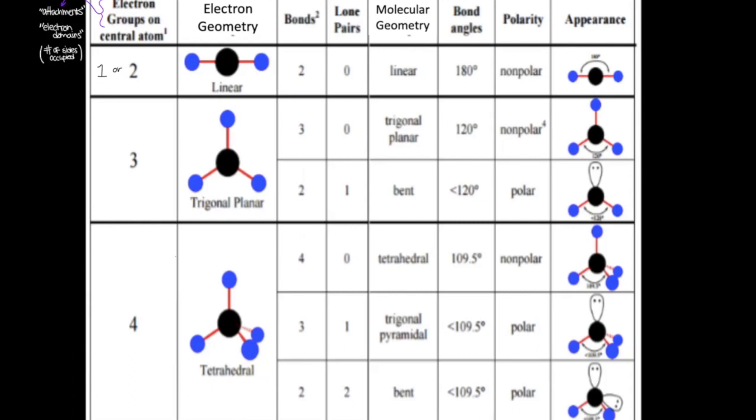All right, and so the first one, what are 2 attachments to the central atom? Let's take a look at your diatomic molecules. It's H2, F2, Br2, Cl2, I2.